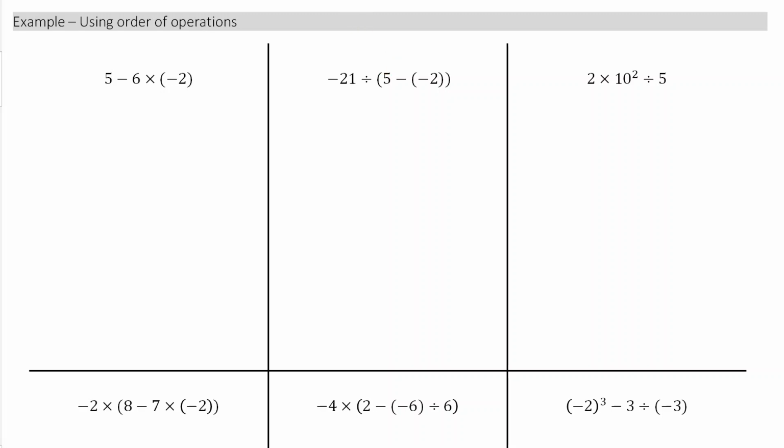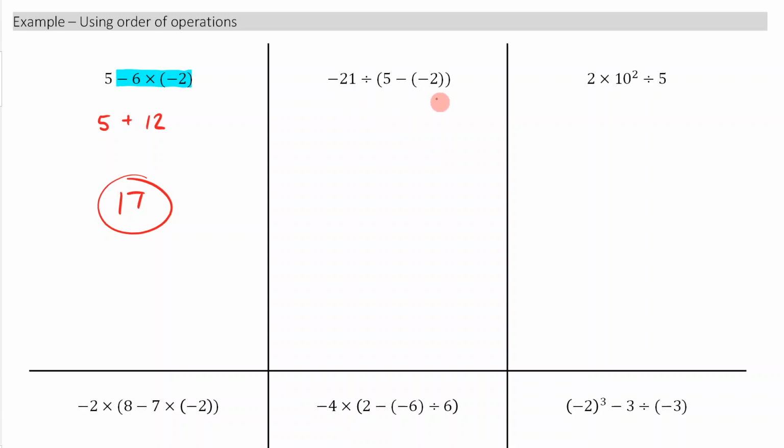So if I was given this, 5 minus 6 times negative 2, do I do my subtraction first or my multiplication? Well, I do my multiplication first. That's what BIDMAS tells me. So what I'm going to do is leave this 5 on the outside, and I might even get a highlighter here, I'm going to be doing this first. What is negative 6 times negative 2? Well, that's going to be positive 12. That's what we've learnt about what happens when we multiply negatives. So now I've just got 5 plus 12, which is 17, and that's going to be my first answer.